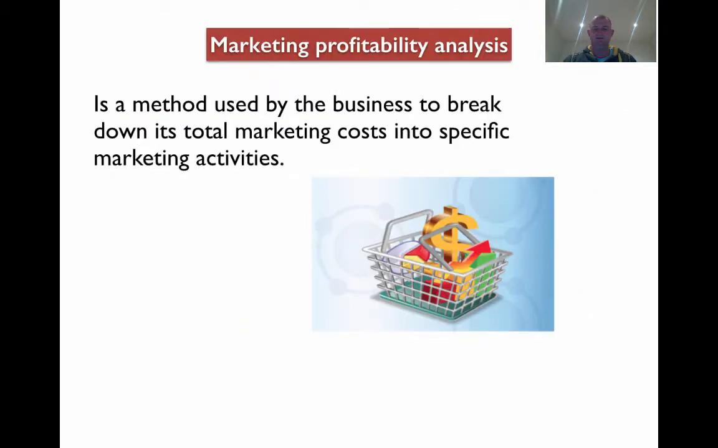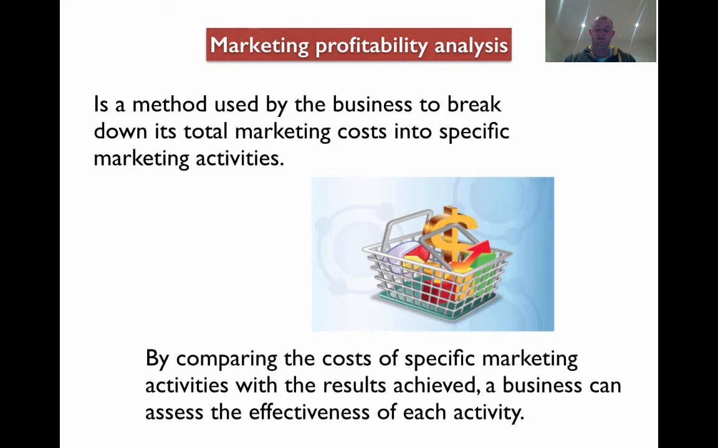The next key performance indicator is a marketing profitability analysis. So this is a method used to break down the total marketing costs into specific marketing activities and then analysing it from that perspective. So, for instance, we may work out how much money we've spent on advertising. We might have spent $100,000 on advertising. A marketing profitability analysis would look at how effective that advertising has been and have we made, first of all, the $100,000 back and how much on top of that.